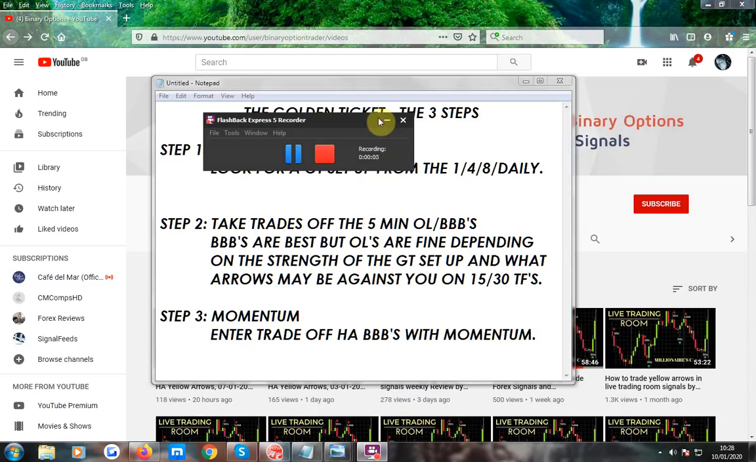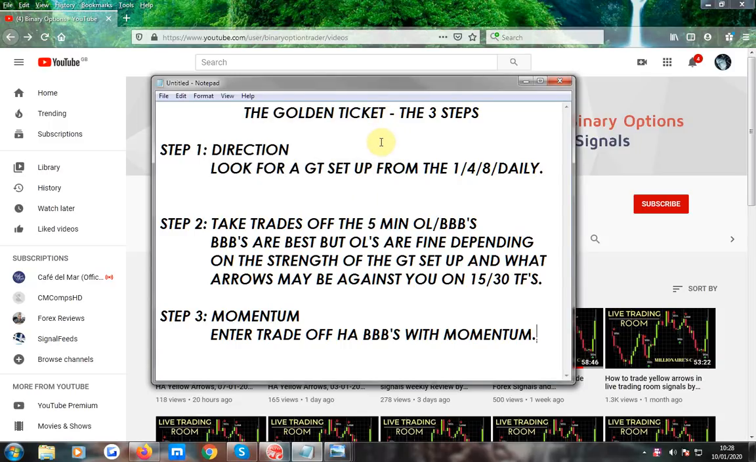Okay guys, so this is, as it states quite clearly here, the golden ticket, the 3 steps. I'm going to make this video as short as I can. I don't want it to be too long. I'll just run through the steps, very simple. Basically, all you're looking for with these 3 steps is a golden ticket setup to trade.